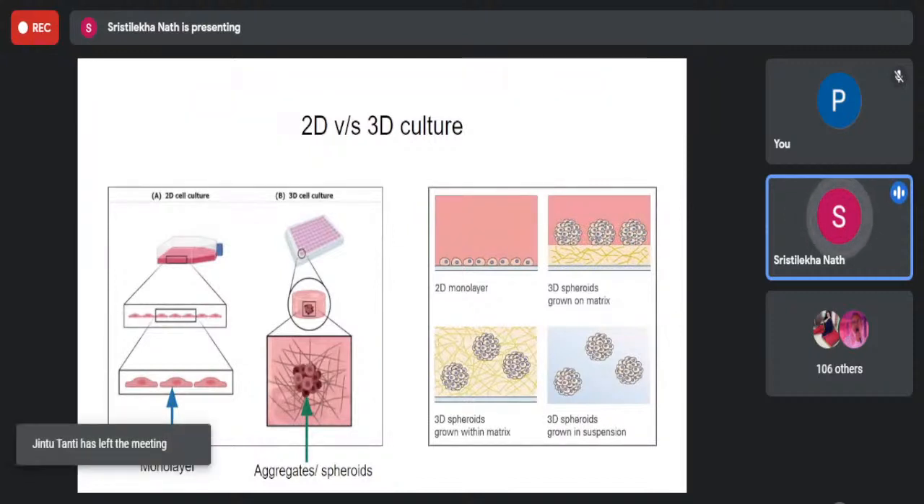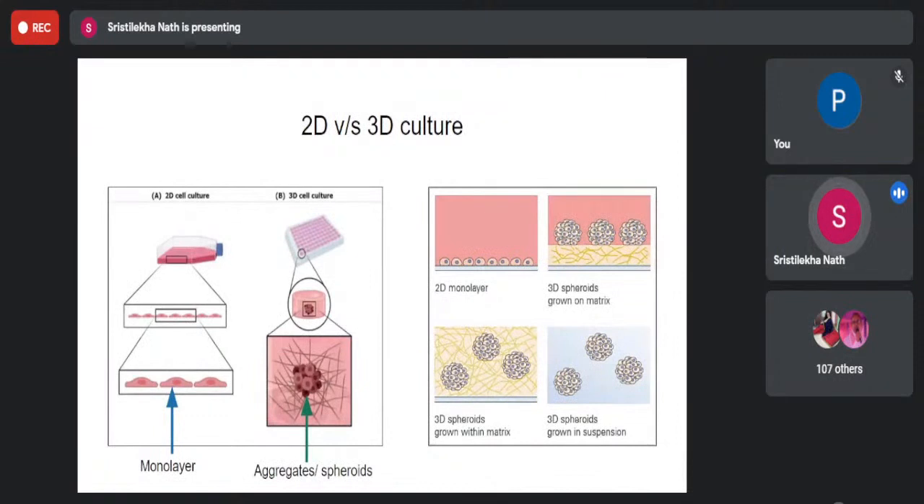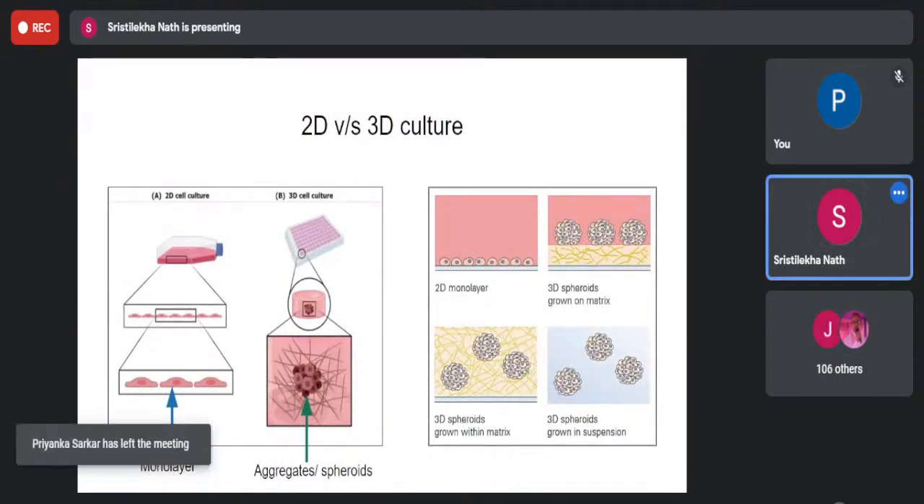And at the right side, we can see that there is a 2D monolayer and three types of 3D culture. Organoids can be grown on top of the matrix, in some cases they can be grown within the matrix, and lastly they can be grown in suspension. So it depends what kind of organoid you are going to develop, because some organ systems might need more stiff extracellular components. So this is just a comparison.